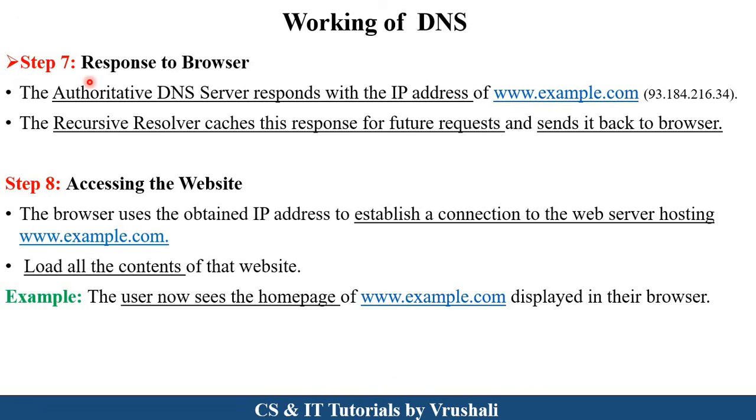Now the next step is response to browser. Now the authoritative DNS server responds with the IP address of that particular website to the browser that the user wants to search. This IP address is also stored in cache memory for future requests. Suppose the user searches this website again, at that time this IP address is directly taken from the cache memory. So it immediately gives a fast result. It increases the speed of searching, right?